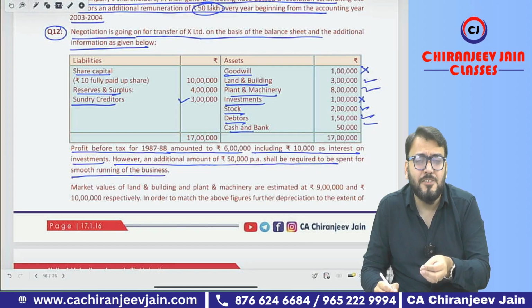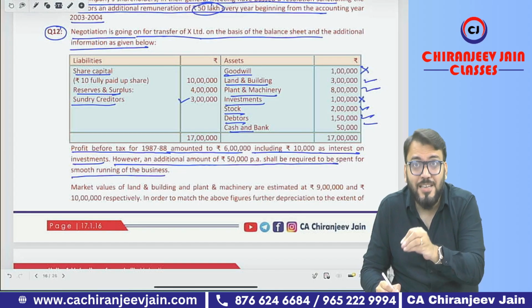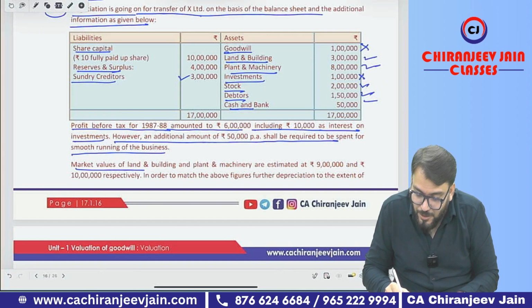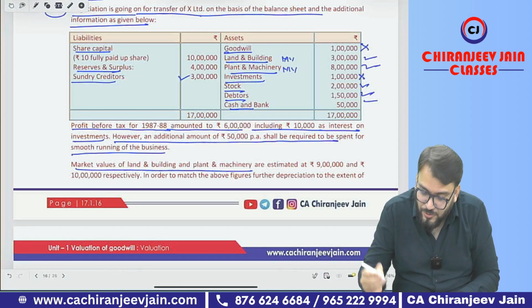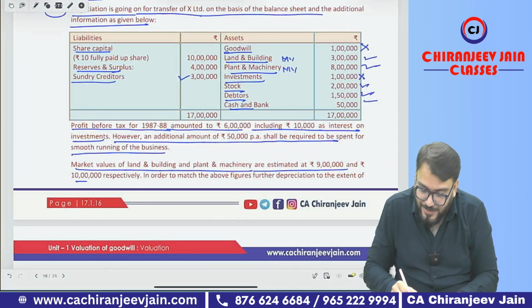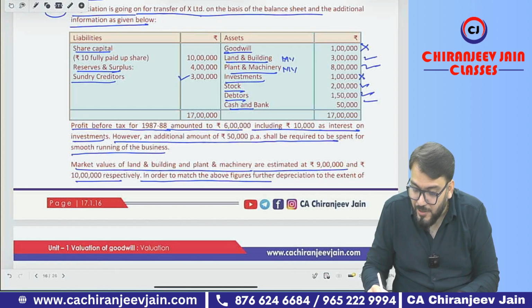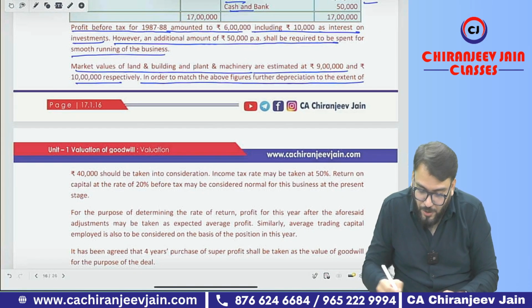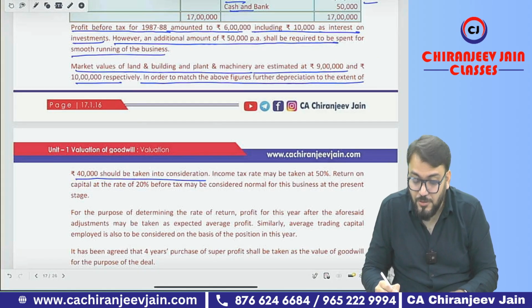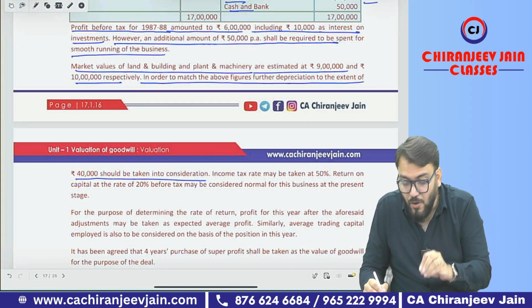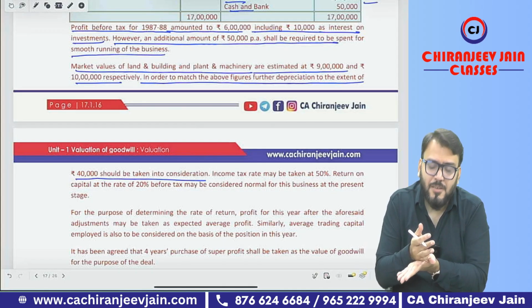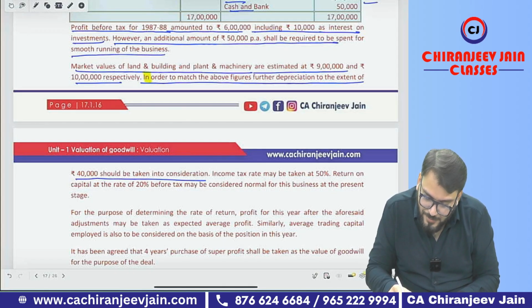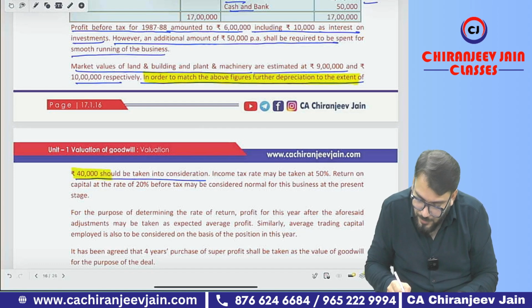Additional amount, so can I say this becomes additional expense of future? Market value of land and building and plant and machinery has been given, estimated 9 lakh and 10 lakh. In order to match the above figure, further depreciation to the extent of 40,000 should be taken into consideration. Just try to understand. This is a new point. I will explain at the end.